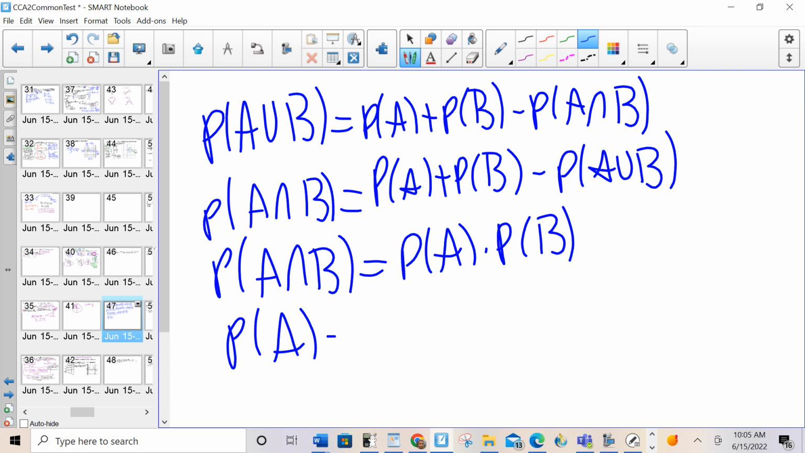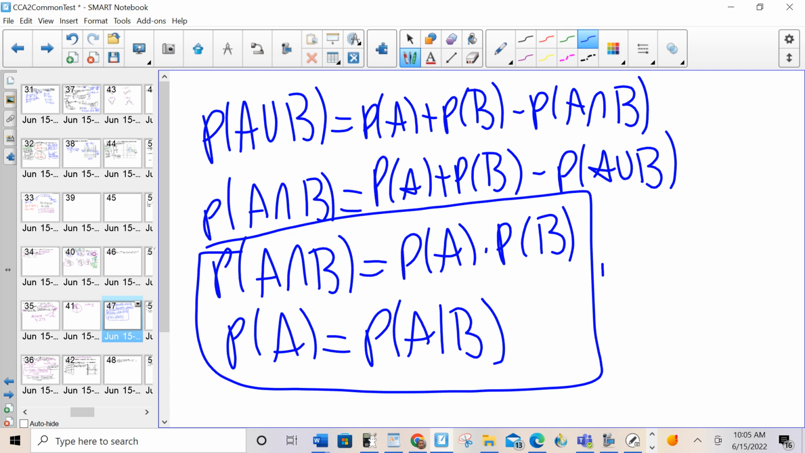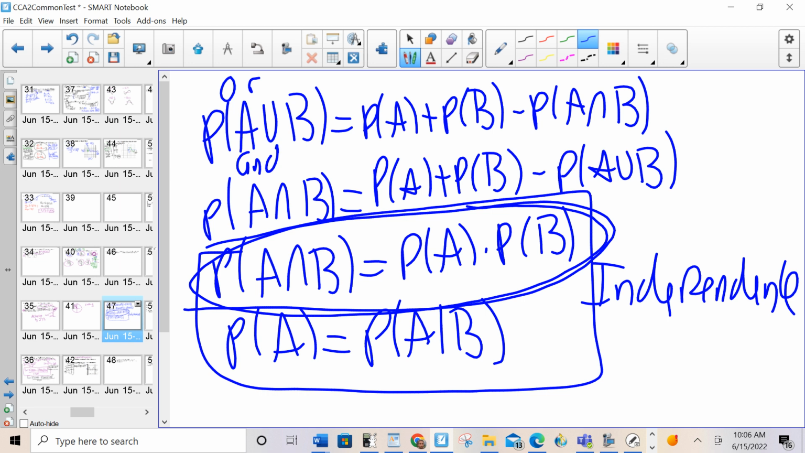P of A equals P of A given B for independence. Not doing the high note right now. This is your go-to. This is the one that comes up in multiple lessons. If they're asking for or and, but it says independent, those are your formulas. The or and the and are the same. They're each other, but subtracting the other from it.